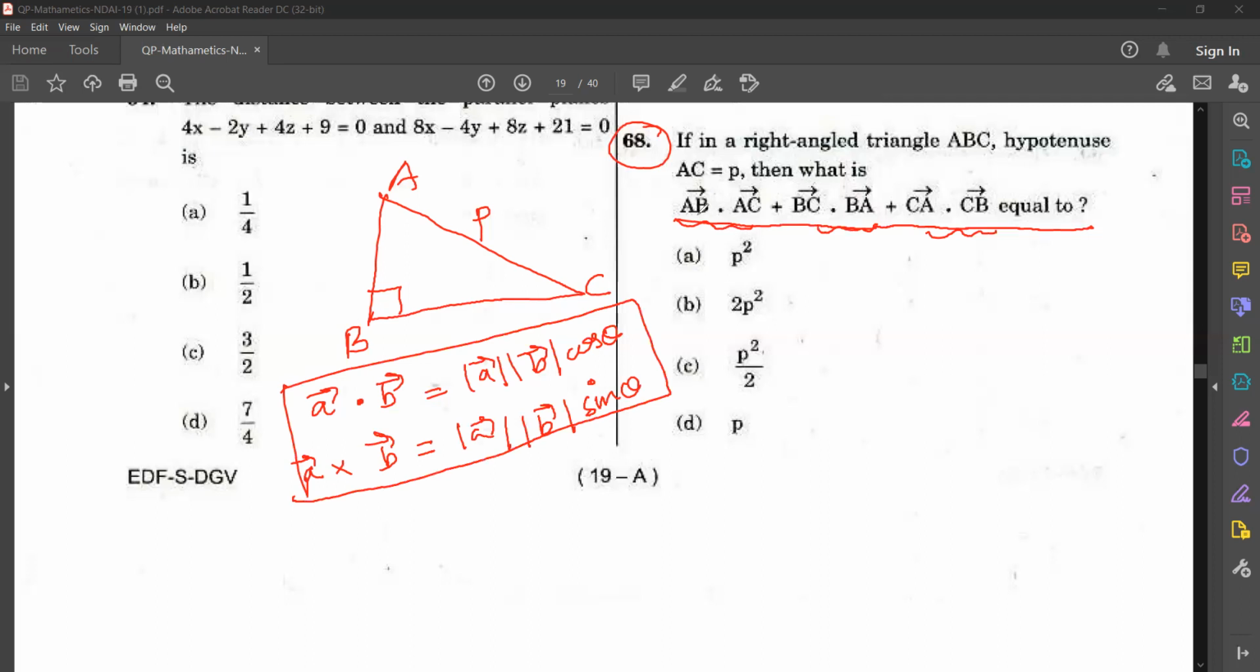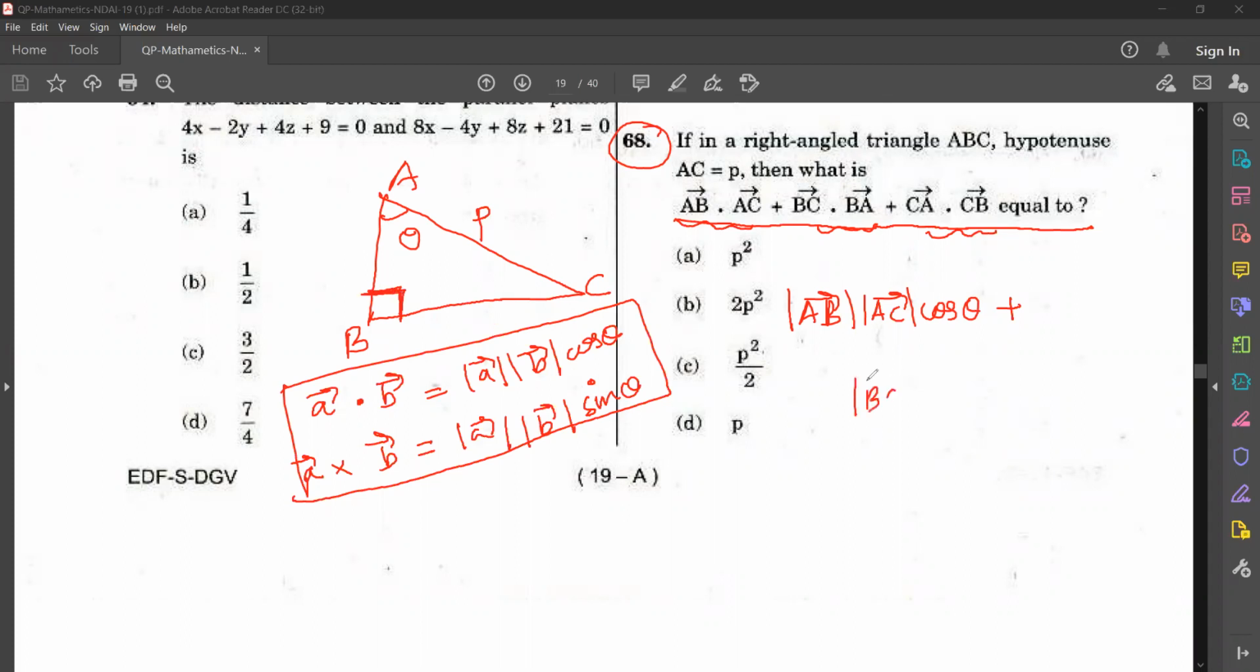Now here they are giving AB dot AC. So how can we write it? Magnitude of AB, magnitude of AC into cos theta. Plus, what is BC? AB is this one, AC is this one, and if I mark the angle between them as theta, I can write cos theta. Then BC dot BA. What is the angle between them? BC and BA, it is 90 degrees.